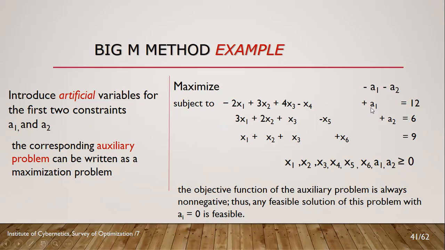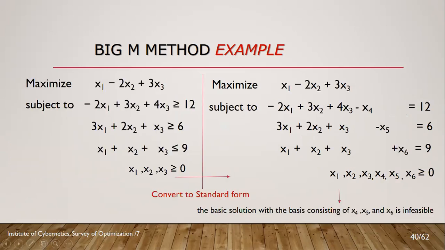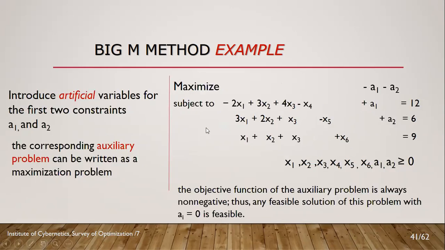Here we add a sub 1, so the right-hand side remains the same. Here we add the other artificial variable a sub 2. Here we do not add anything because we had the relationship of less than or equal, but here we had greater than or equal. So that is actually the issue.